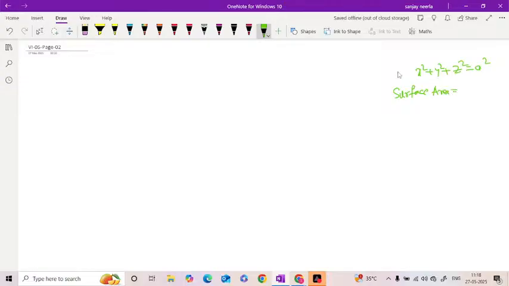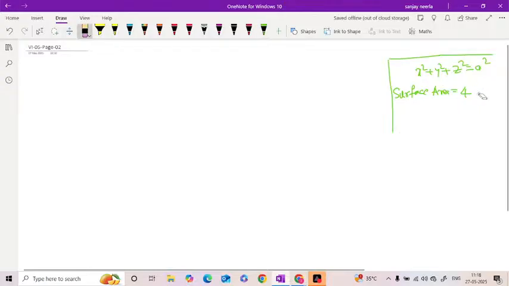Anybody? Surface area? 4 pi a square. Very good. What is the volume?